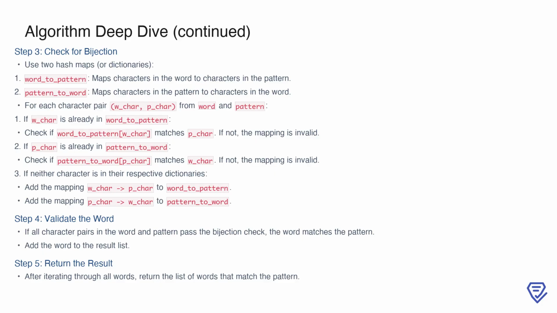Similarly, if the character from the pattern exists in pattern_to_word, we check that its mapped value matches the character from the word. If either check fails, the word does not match the pattern. However, if neither character exists in the dictionaries, we add the new mappings to both. Once all character pairs have been validated, and no inconsistencies are found, we can conclude that the word matches the pattern, and we add it to the result list. After processing all words, we return the list of matches.